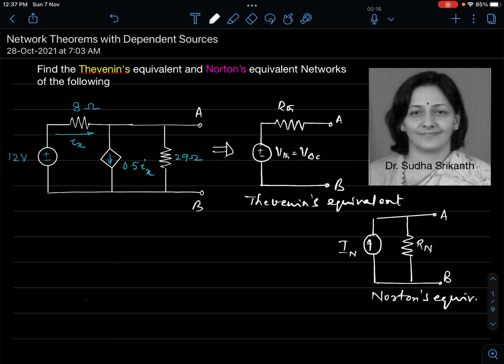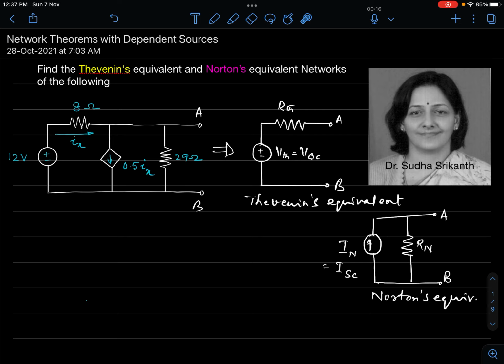So in Norton's equivalent, we try to find the Norton's current, which is nothing but the short circuit current between the pair of terminals. So we need to find three things. One is the open circuit voltage between A and B of this network, second is the short circuit current between A and B of this network. Then we need to find the Thevenin's resistance, which is the same as Norton's resistance. These are the three steps that are involved. So we will go ahead with each step, and we will find the Thevenin's equivalent and Norton's equivalent.